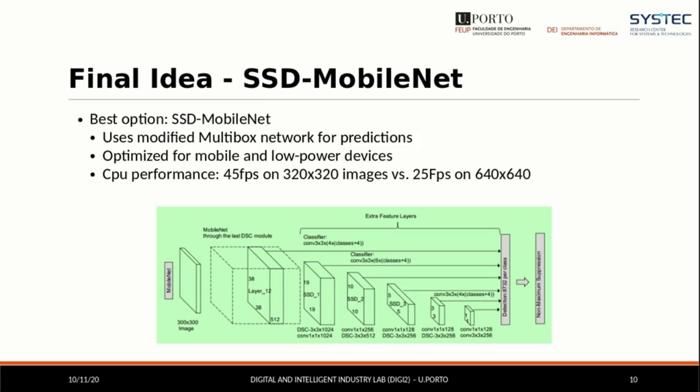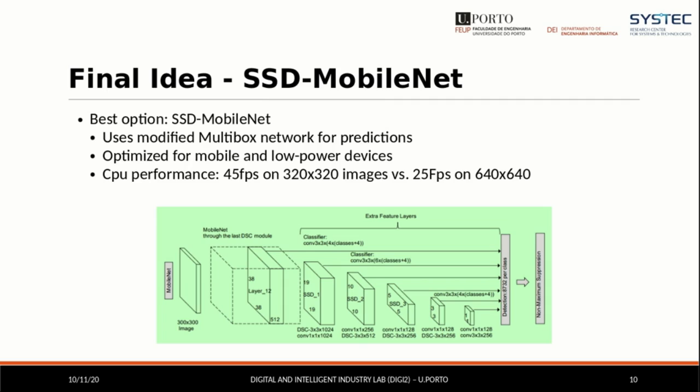I then discovered that SSD had a couple of implementations optimized to run on mobile applications. SSD uses a type of network called multibox for its bounding box predictions. This network was developed by Google, and it outputs accurate bounding boxes for objects in the image. This network suffered some changes to make it suitable for low-power devices like phones and Raspberry Pis, resulting in what is known as Mobilenet.